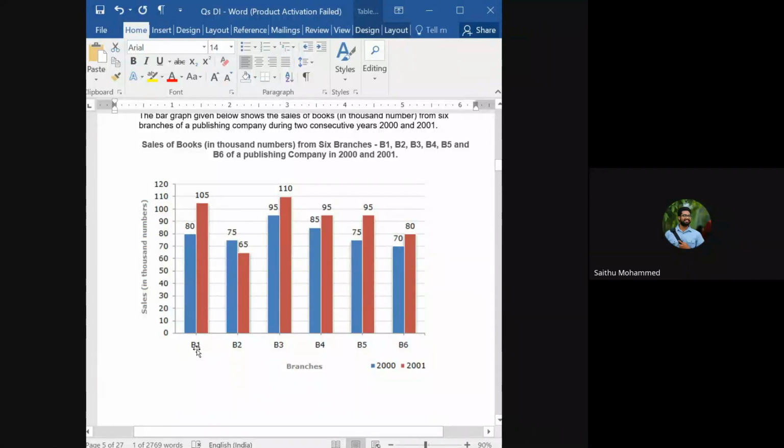So we know that B1 is branch 1, B2 is branch 2, and so on, right? And here are the sales. That means if you are getting 80 in 1000, that means 80,000 is the sales for branch B1 in the year 2000. Okay, so that is what the data is all about. Similarly, if you understand the data, then it will be easier to move forward.